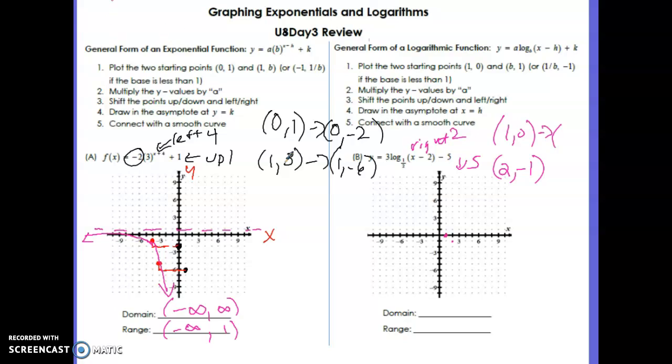Hold on. Before I go right 2 and down 5, we're going to take these y values and multiply them by 3. When you multiply this y value, 0, by 3, you'll still have 1, 0. And then 2, -1 will become 2, -3. So maybe I should plot those first. Let me erase this. Okay, so I've got 1, 0. Oh, that's not changing. All right, here we go. Two points are plotted, and now we are going to move them right 2 and down 5.